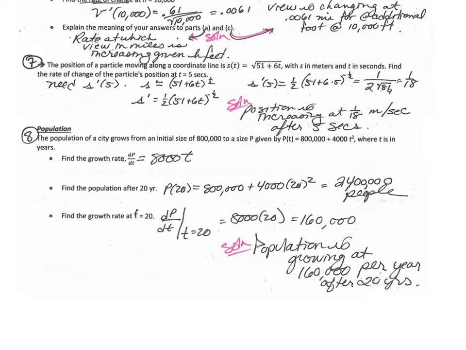Here's the function. Here's its derivative. Here it's evaluated at 5. You get this. Don't forget to write your solution. Position is increasing at 1/18 of a meter per second after 5 seconds.